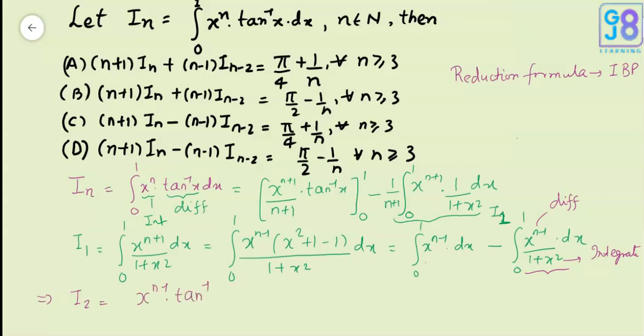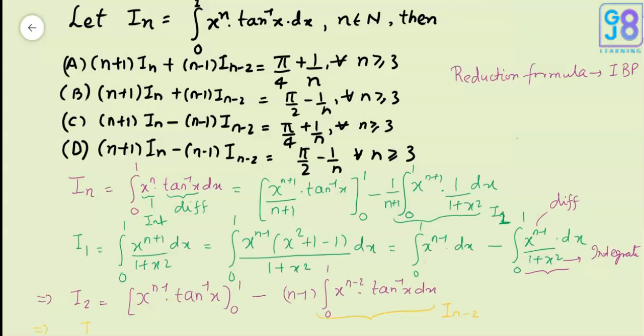We'll again apply integration by parts. So x to the power of n minus 1 is kept as is, and we integrate 1 over 1 plus x square to get tan inverse x. We put the limits from 0 to 1. Then we differentiate x to the power of n minus 1, so n minus 1 comes out of the integral sign, and we have the integral from 0 to 1 of x to the power of n minus 2 tan inverse x dx. As you can see, this has now become In minus 2.